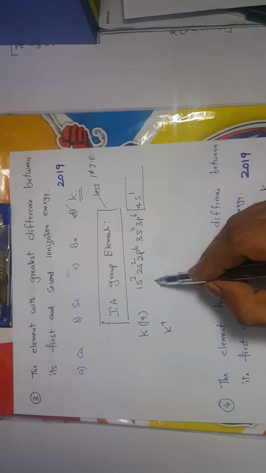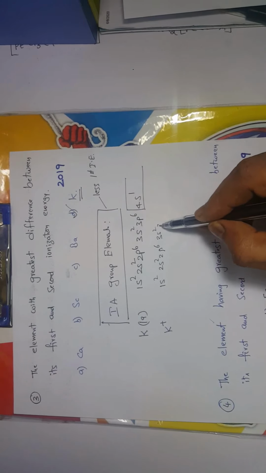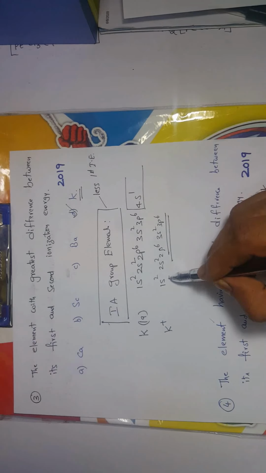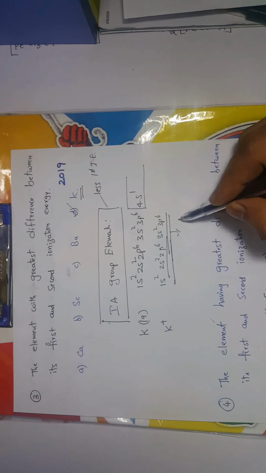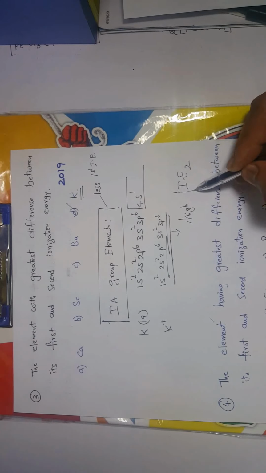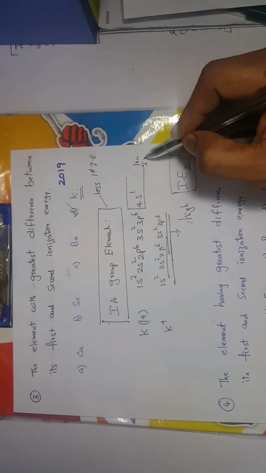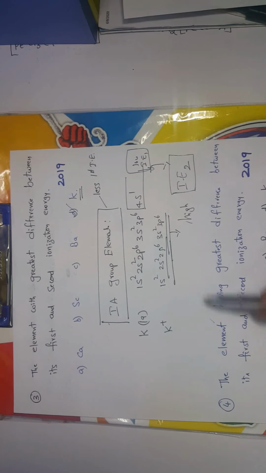But after the loss of one electron, it becomes 3s2, 3p6. That means it now has a noble gas or inert gas configuration. Removal from this requires very high energy, that is, the second ionization energy is very high, while the first ionization energy is very low. That's why the greatest difference between first and second ionization energy is in first group elements.